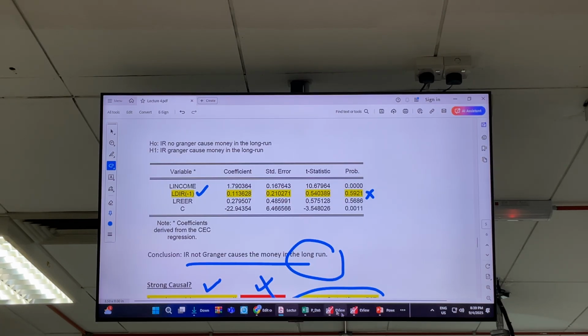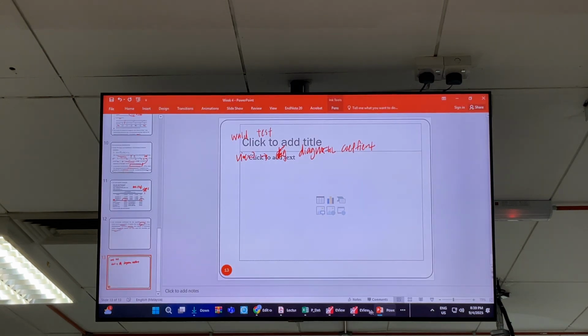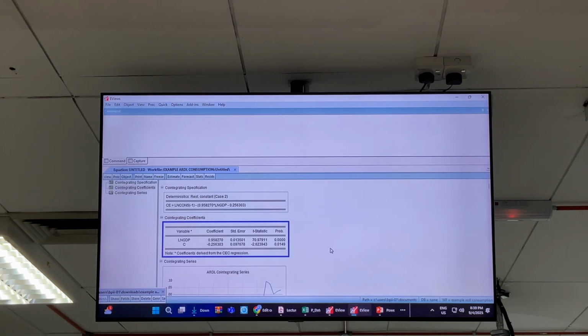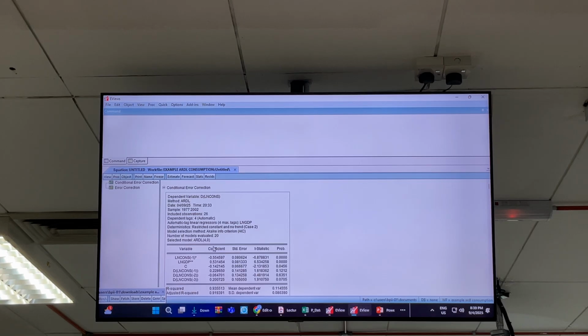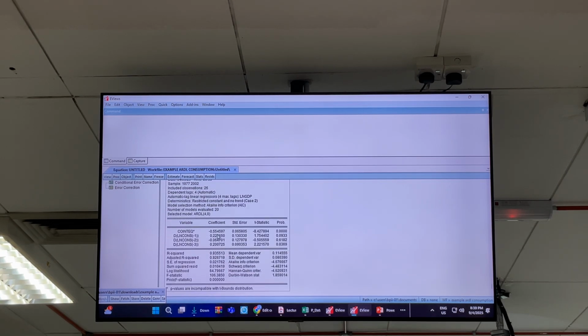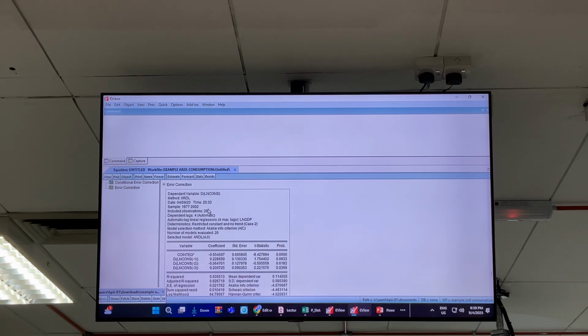So how about my consumption case? Do I have a strong causality? So here, my long run is significant. My long run GDP on consumption is significant. How about my ECT? ARDL diagnostic, error correction result. ECT significant. Okay, how about the short run? Just now it also shows very significant, the short run, still remember?